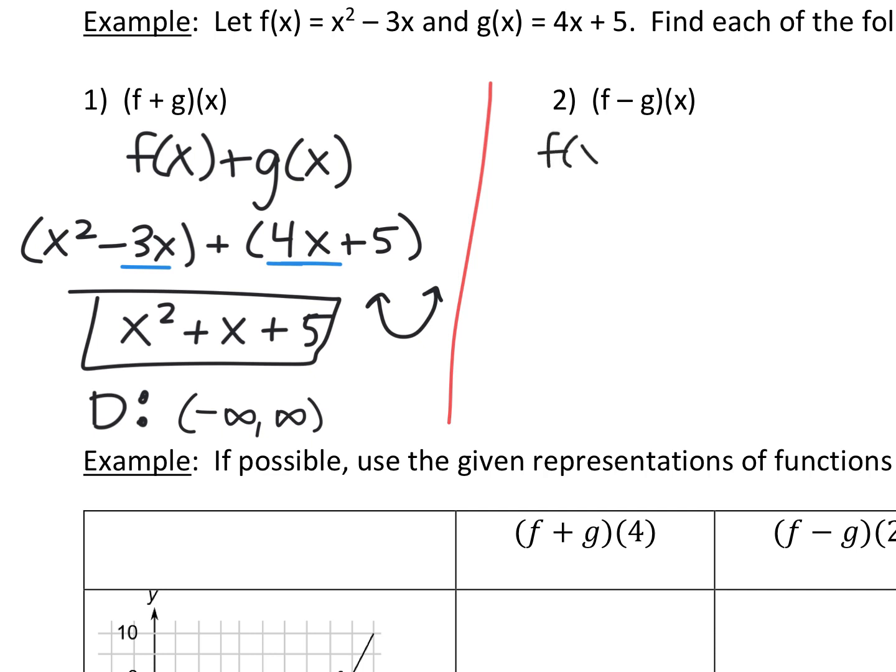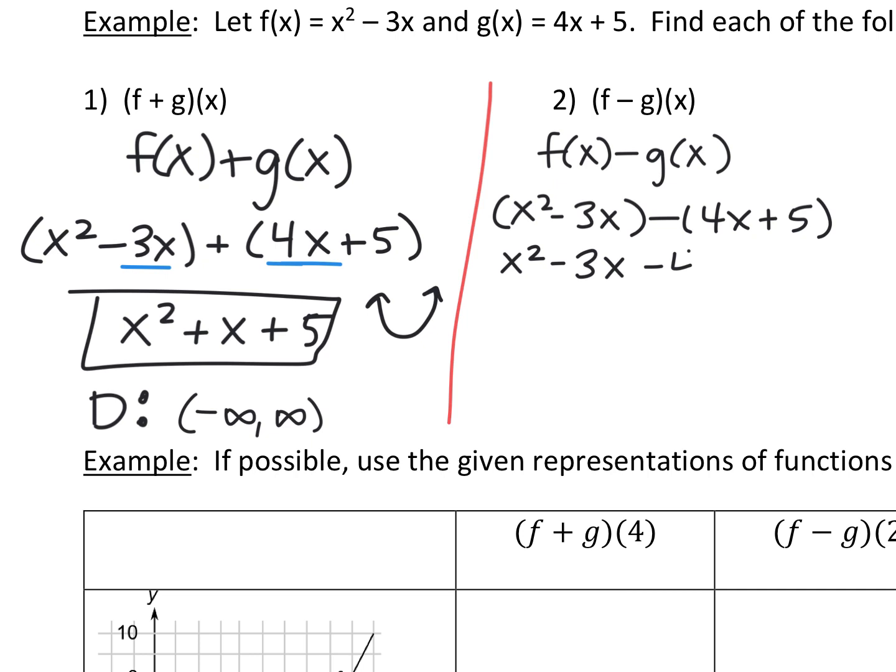So f of x minus g of x. So take those same two equations, but subtract them. Okay, when you are subtracting, not saying you have to do this, but I think it's helpful, you should probably distribute this subtraction sign to both of those and change the signs on the right. That way you remember to actually. So we would have x squared minus 3x minus 4x minus 5. And then you can combine like terms. You do have a couple in the middle. So you get x squared minus 7x minus 5.